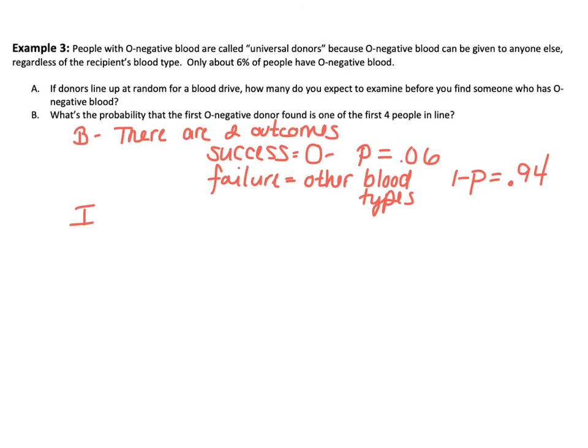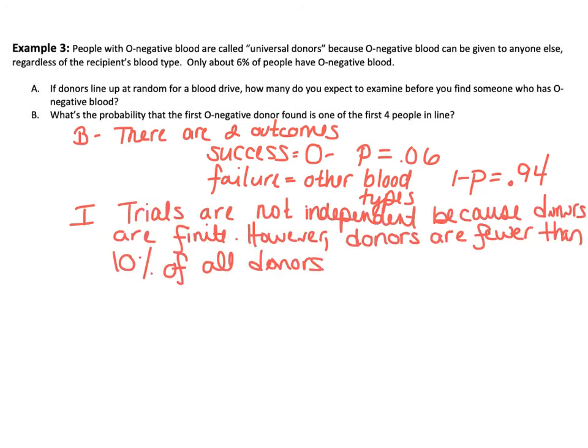I check for independence. And I would say that if you are taking somebody out to sample their blood, you're not going to put them back in. So this is not like sampling with replacement. So we need to address our 10% condition. However, as long as your donors are fewer than 10% of all other donors, it's safe to proceed. So we're going to assume that.